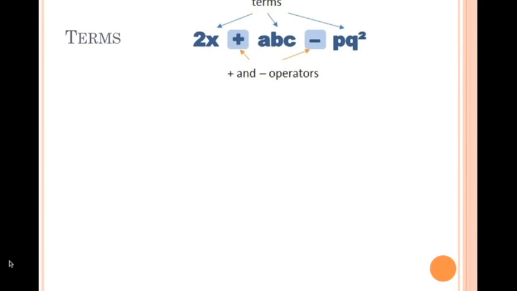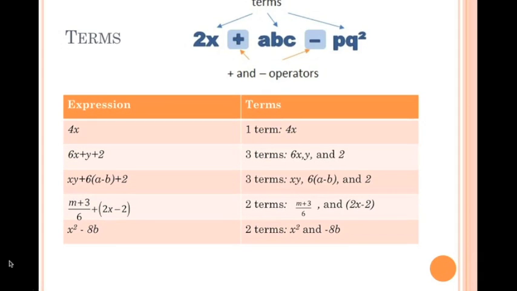Algebraic expressions are made up of terms. Terms are individual quantities separated by the signs of addition and subtraction. For example, look at the table of expressions. The expression 4x, or 4 times x, only consists of a single term, which is 4x. The expression 6x plus y plus 2 consists of 3 terms, 6x, y, and 2.